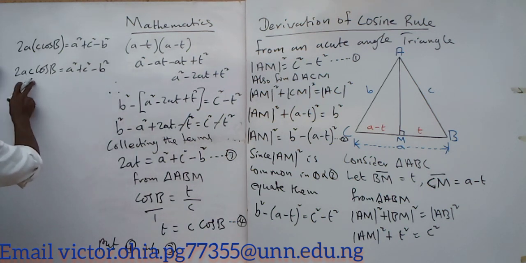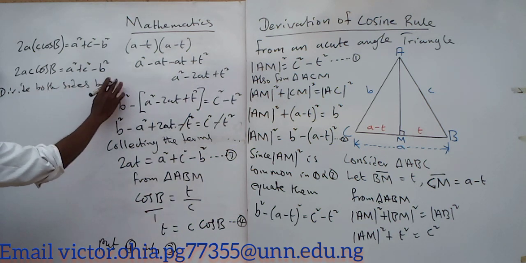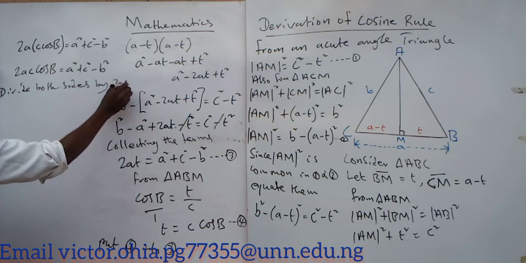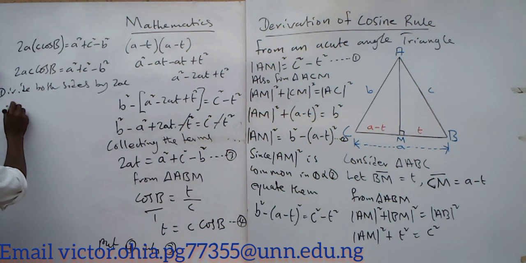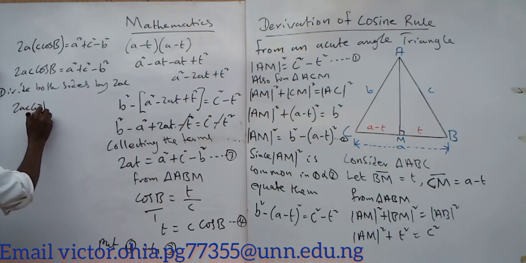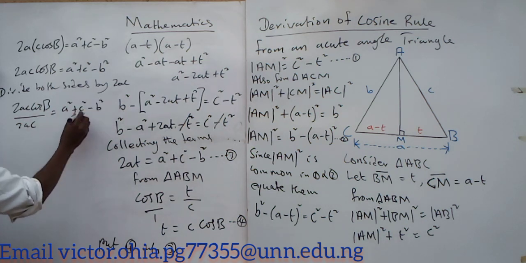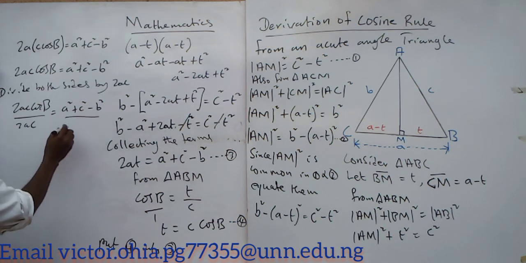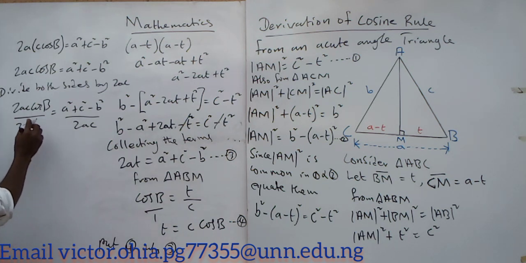Divide both sides by 2ac. So what you are going to have is 2ac cos capital B over 2ac equals a squared plus c squared minus b squared over 2ac. I hope this time around I'm not flying like an aeroplane. My students in class, they start shouting, wait.